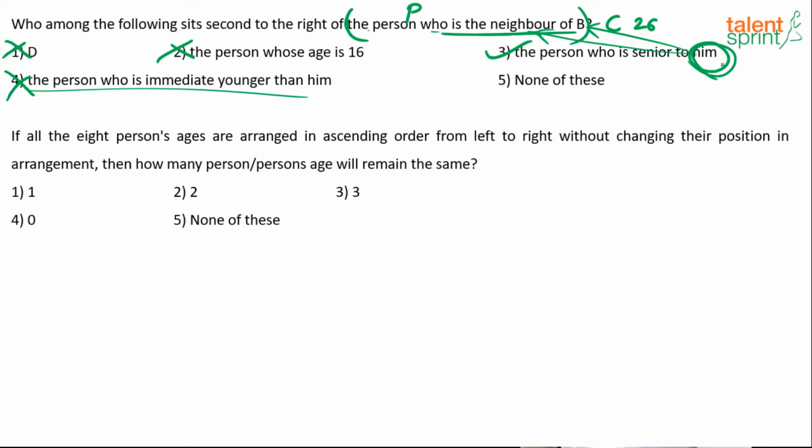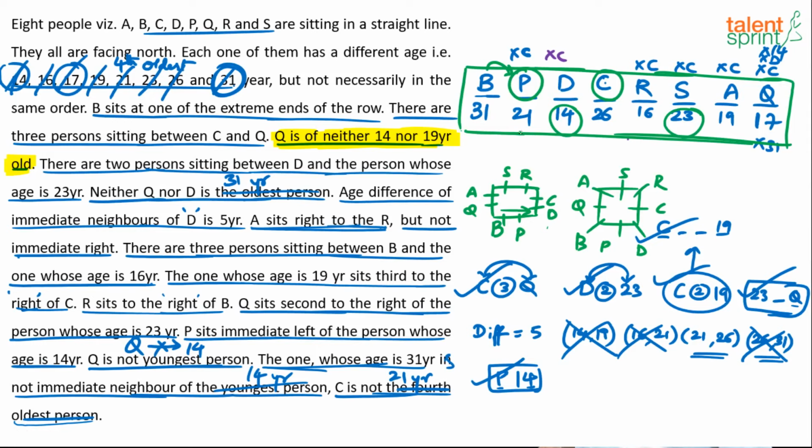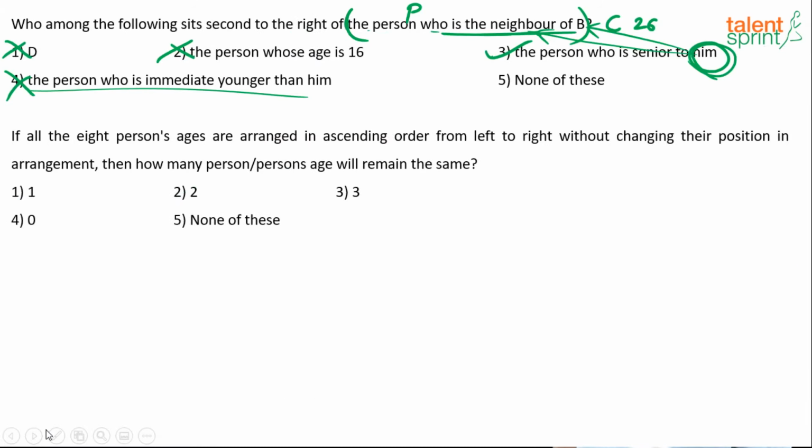The person who is senior to him. Yes or no? The person who is senior to him, right? C is senior to P. So the person who is senior to him. I mean, of course, 23 is also senior, but C definitely is senior. So option 3 should be the answer. Be careful. It cannot be taken as option D.